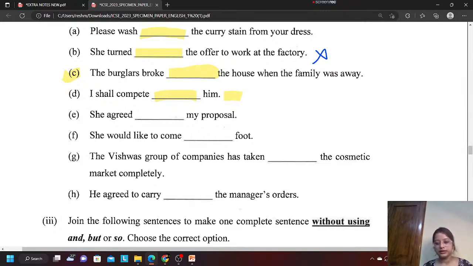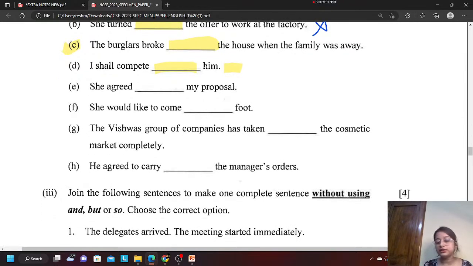Against also is correct, but with is not incorrect. It could also be that in a football match one side has many players, so it can be more than one. I am competing with him, he is with me, so that also is correct, because it is not mentioned that he is playing on the opposite team. So against and with, both are correct. Next: she agreed dash my proposal, number E.